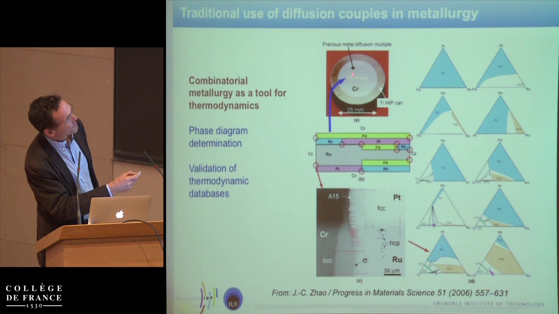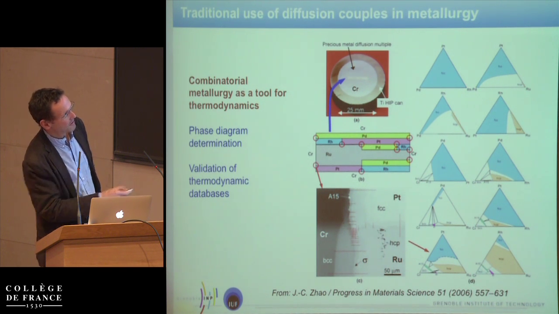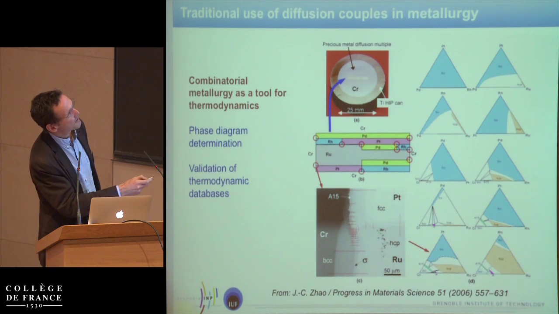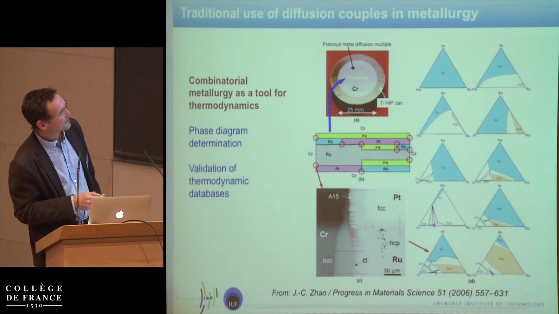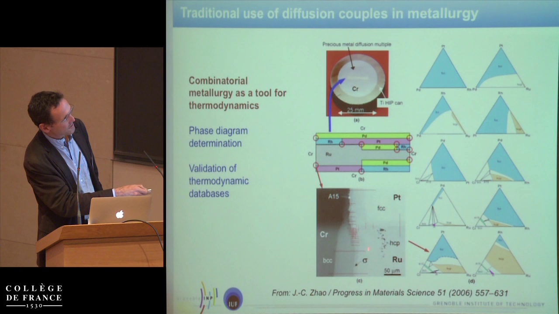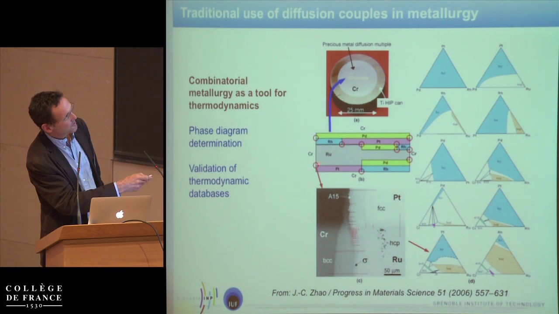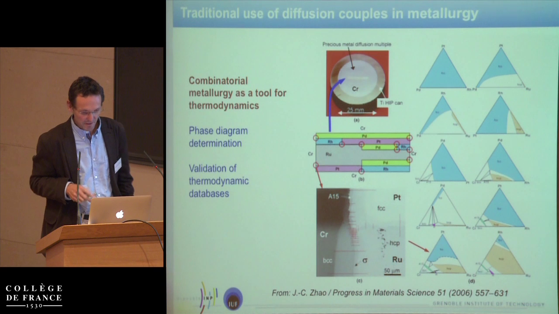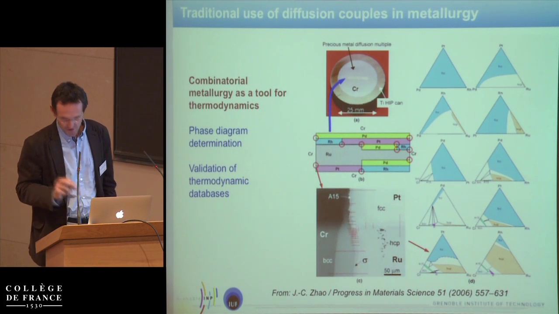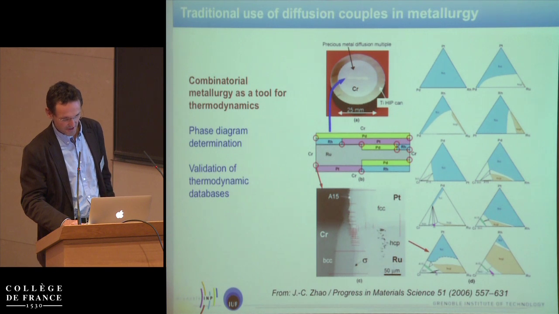So here this tiny piece is a diffusion multiple made by different materials put together. And so you've got different precious metals. And the aim here was to define the different cuts into the ternary phase diagrams. And so for each of these boundaries, you look at the different phases and chemistries, and you're able to design, for instance here between chromium, ruthenium, and platinum, the different phases that form and make the ternary phase diagram of this part. And here you've got lots of them, and you get lots of thermodynamic data. So this has been classically used for ages.